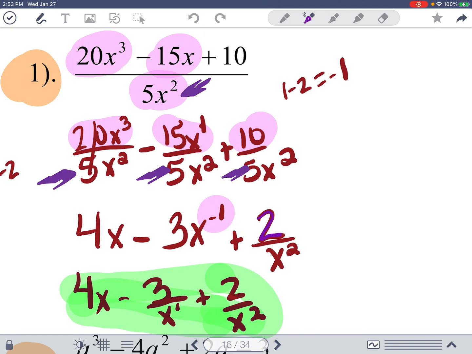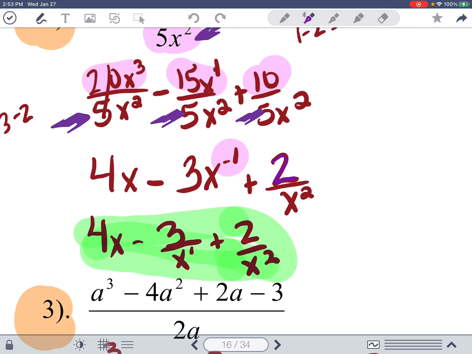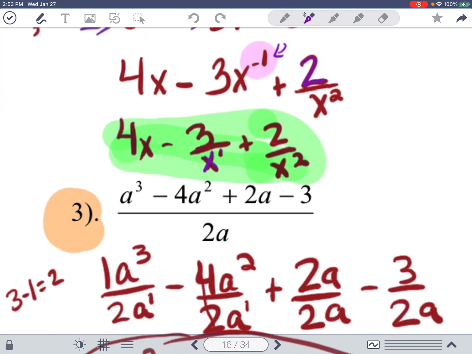If you look at the middle term, the 3x to the negative first, you have to fix that at the end because you can't have a negative exponent. So it drops down to the denominator, and the exponent becomes a positive 1. And that, in a green highlight, is the final answer.